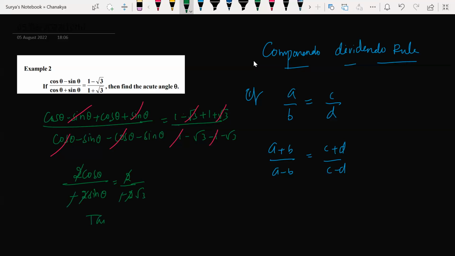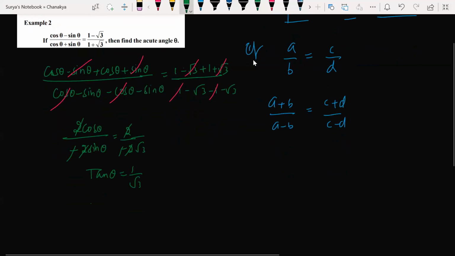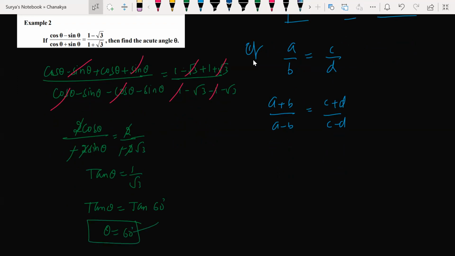So tan theta is equal to what now? 1 by root 3. So theta is equal to what? 1 by root 3 can be written as tan of 60 degrees. You can remove tan on both sides. Theta is equal to 60 degrees is the answer. Any doubts? No, sir.